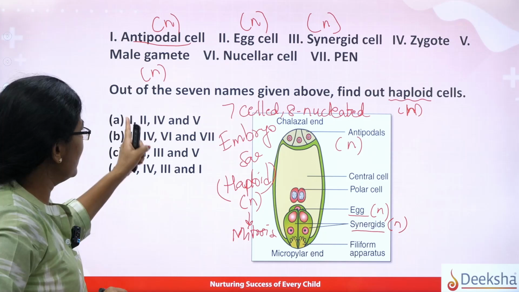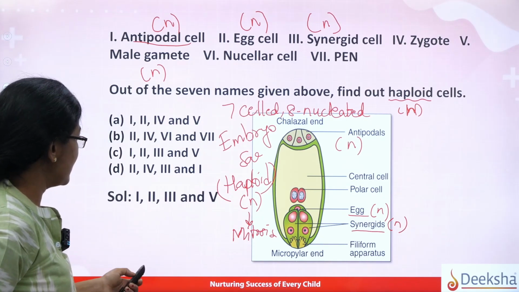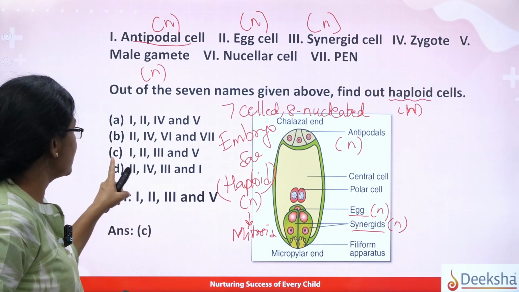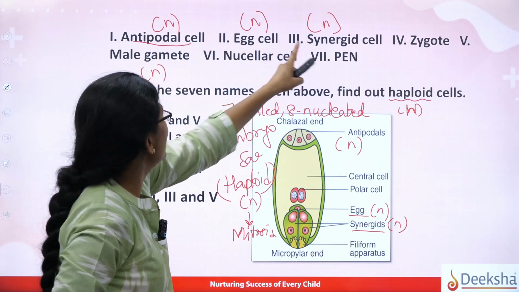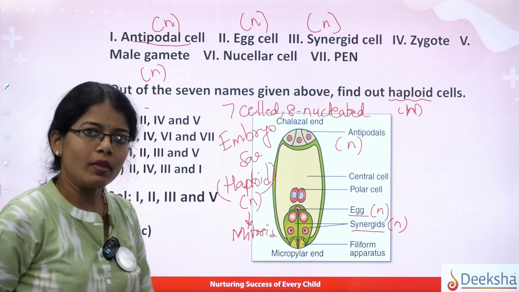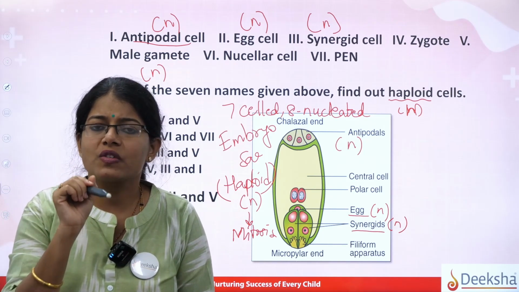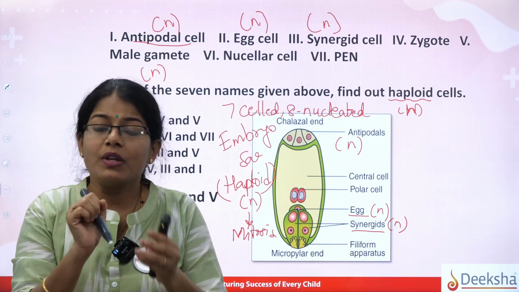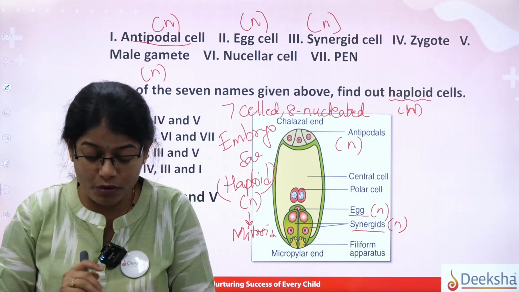Now tell me which one is the right option here, and your answer is correct. That is answer C, that is 1, 2, 3 and 5. Things clear now? So what was this very important aspect? This was the structure of the embryo sac, the 7-celled, 8-nucleated structure.